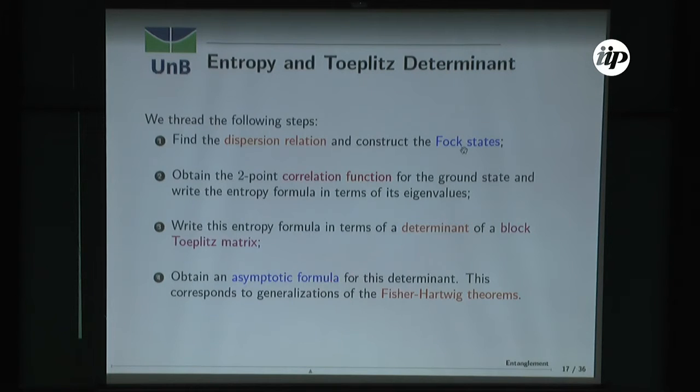Once you have the determinant of this Toeplitz matrix, then we call the asymptotic formula that comes from the Fisher-Hartwig theorems and their generalizations. For instance, if it were not a block Toeplitz but a simple scalar Toeplitz matrix, then the Fisher-Hartwig theorem is enough. But usually it is a block Toeplitz matrix, I will show you what that is soon, and then we don't have a general theorem, and we have to work case by case.